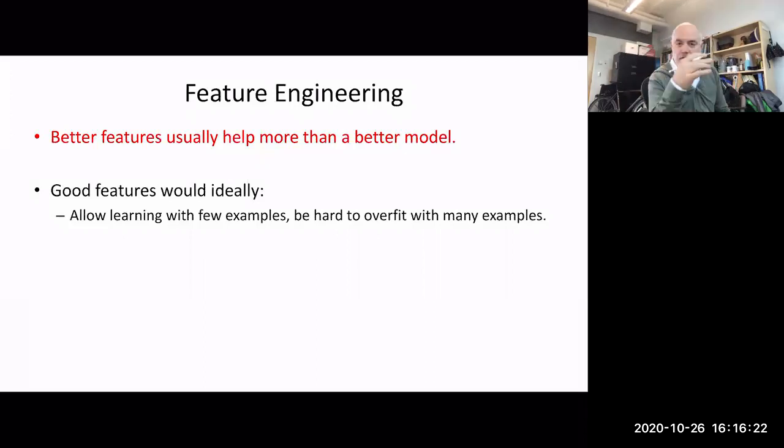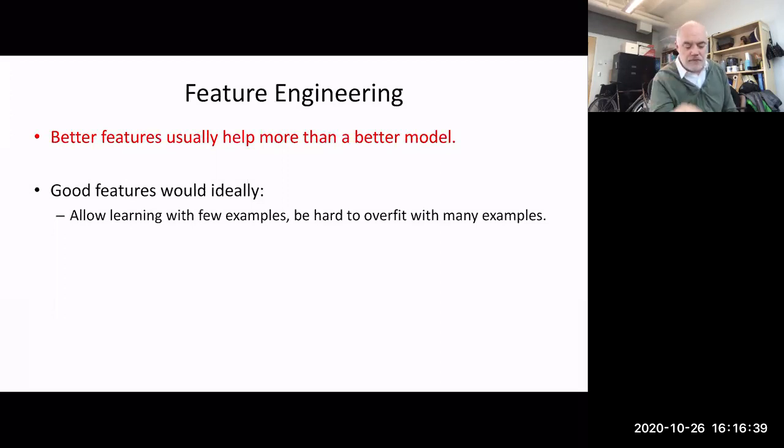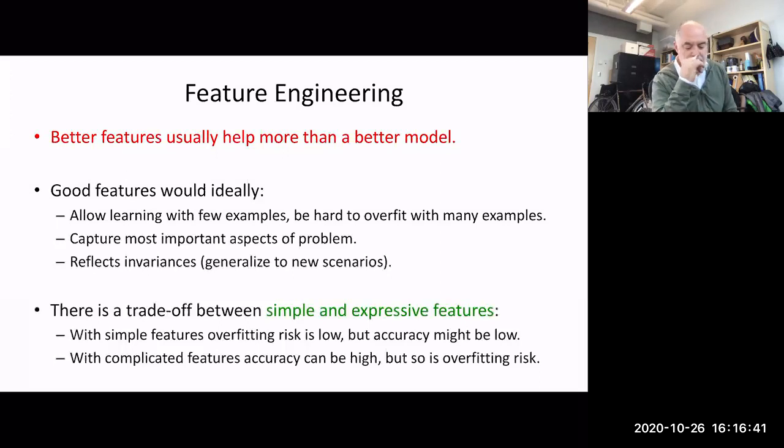Because of course, good features would ideally allow learning with fewer examples, right? So if you have really, really good features, very informative features, you probably don't need that much training data in order to actually fit the model because the model will be relatively simple, right? And even if you do have a lot of data, it might be difficult to overfit even when you have a lot of examples. Such features would ideally capture the most important aspects of the problem, trends, whatever, right?